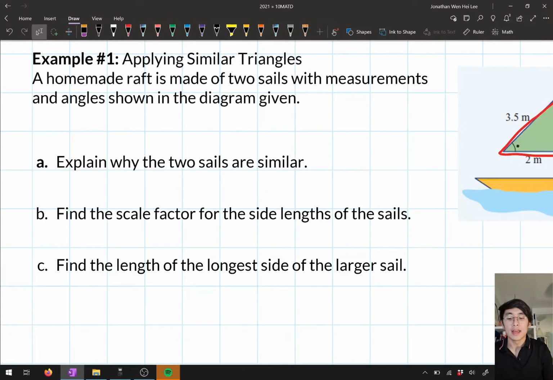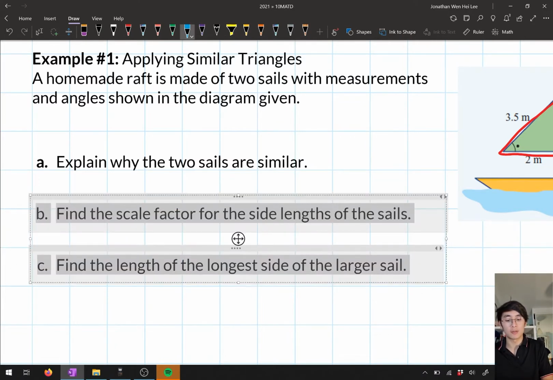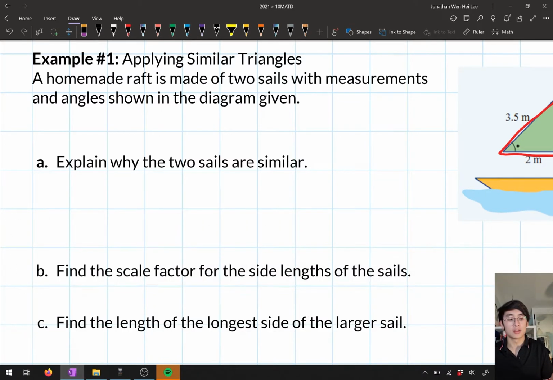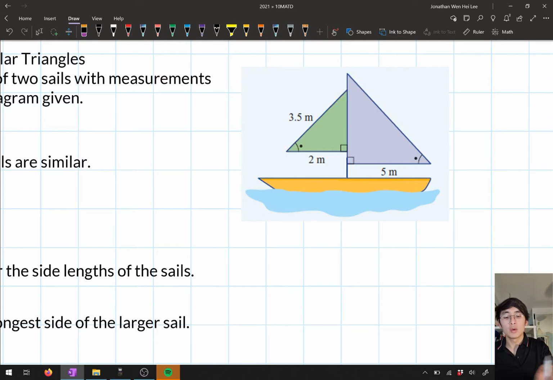First one, part A, explain why the two sails are similar. Now this is where we need to use some of our knowledge of the similarity tests from last lesson to help me answer this question. We can see that these two triangles have the exact same shape, but they're not the exact same size. One of the ways that we could show this is by noticing that these two triangles have two pairs of equal angles. So if you have a look here, this angle is equal to this angle. And the other one is we've got a 90 degree angle here, and we've got a 90 degree angle here in my second triangle.